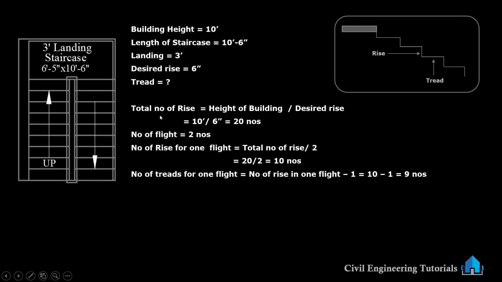When we calculate the total number of treads for the total staircase, in that case, 20 minus 1. In that case, we have to assume the landing also as a tread.